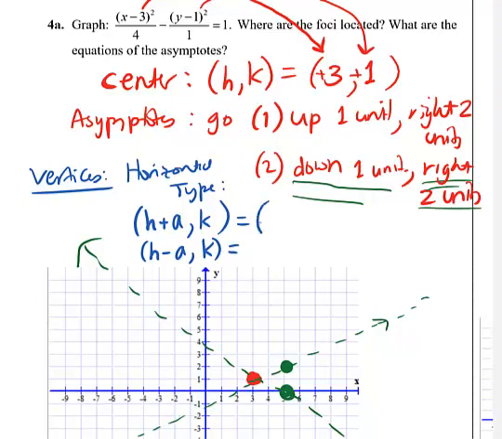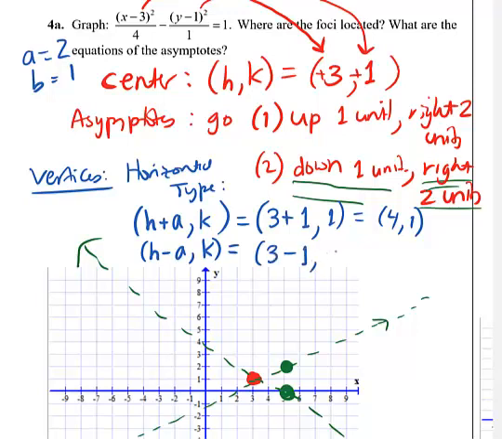So the value of h is 3, plus our value of a. Here I'm going to actually write it out: a was 2, b was 1. So h plus a, h was 3, a was 2, comma k was 1. So the point is 4, 1. That's where my first vertex is. The other one is h, which is 3, minus a, comma k, which is 1. So at 2, 1. Let me plot those 2 points.